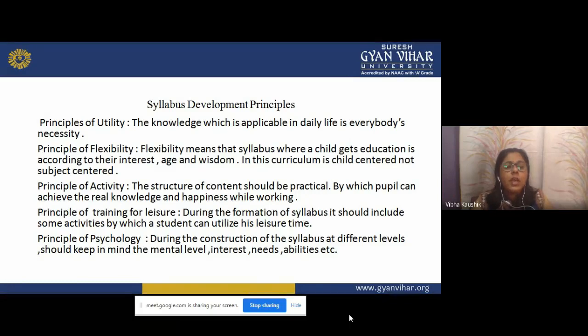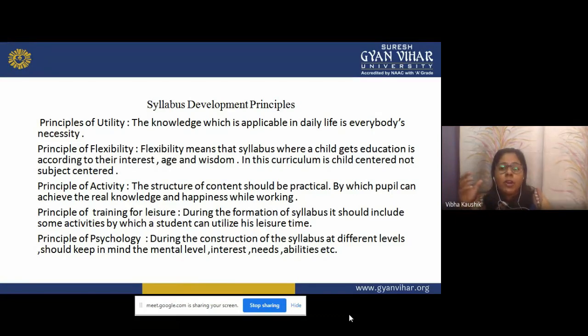Now, the next one is the principle of flexibility. It means while we are constructing the syllabus, we should be flexible. We cannot be rigid. When we are creating a syllabus, we should keep in mind what the needs of the students are, what they want, what their interests are, what their habits are. When we keep all these things in mind, then only will we be able to create a flexible syllabus.